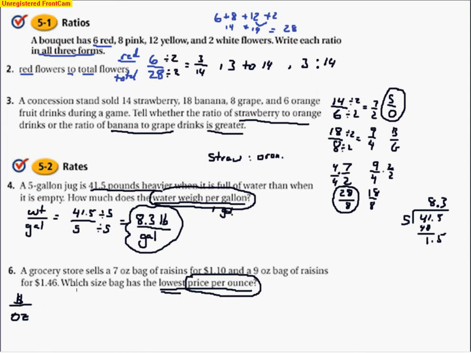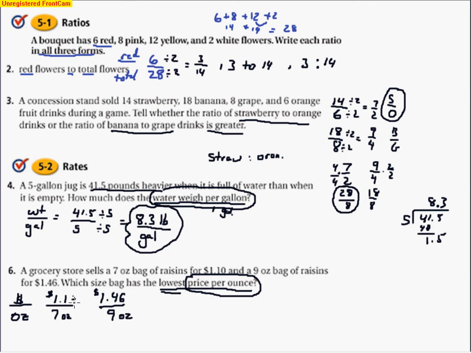So let's set it up. A grocery store sells a 7-ounce bag of raisins for $1.10. So $1.10 has to go on top because it's the dollars, so $1.10 over 7 ounces. Then we want to see, is this one bigger or is it this other one, which is a 9-ounce bag for $1.46. So $1.46 for a 9-ounce bag. Well, let's go ahead and find the unit rate, the price per ounce, kind of like what we did on this problem up here. Let's do it for this one here.